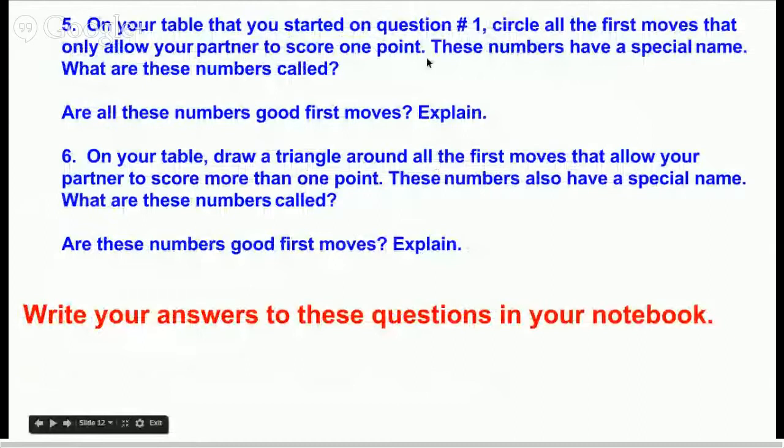On your table that you started in question 1, circle all the numbers that only allow the computer to score 1 point. So only get a 1 on the first move. Okay, these numbers all have a special name. What are they called? Are they good first moves? And explain why. Number 6, draw a triangle around all the first moves that allow your partner to score more than 1 point. These numbers also have a special name. What are these called? And are they a good move? Please explain. Write all your answers in your notebook, pause it, and then we'll continue. Welcome back.